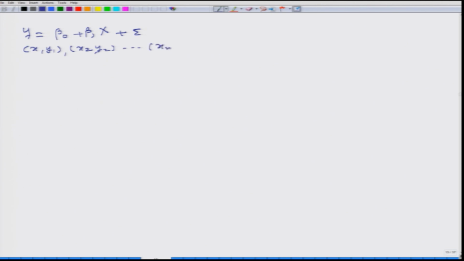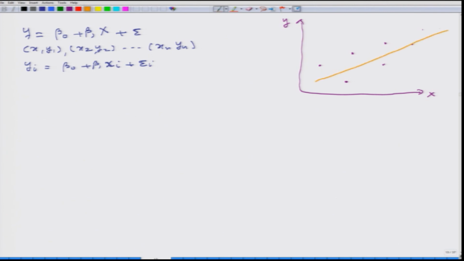up to xn yn, and we assume that all these observations are going to satisfy beta 0 plus beta 1 xi plus epsilon i. This is the model that they are going to satisfy. And if you try to recall, we had created this diagram. This was x, this was y, and then we had observed the points something like this and so on, and we wanted to fit a line something like this. This is my x1 y1 and this is my x2 y2.